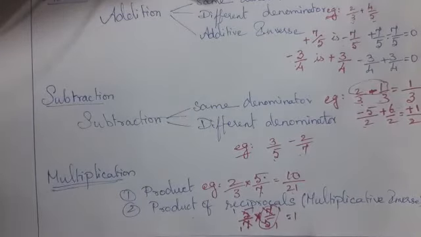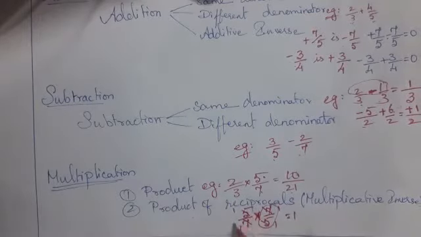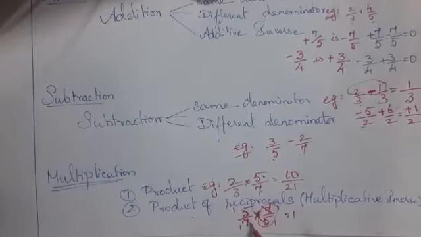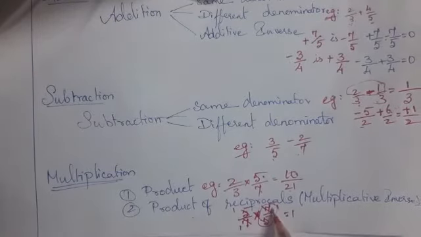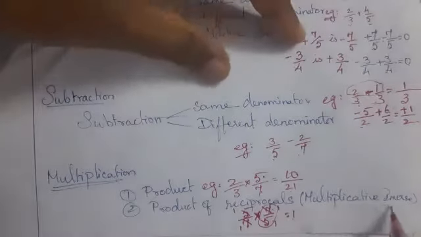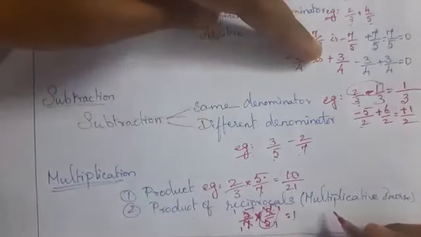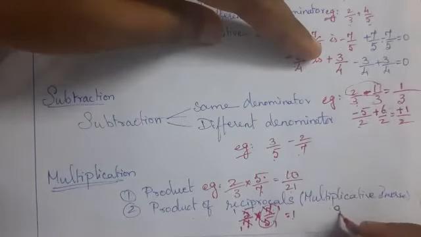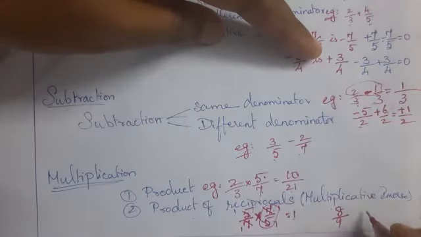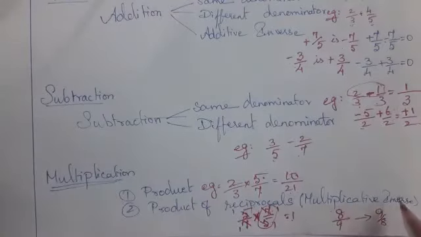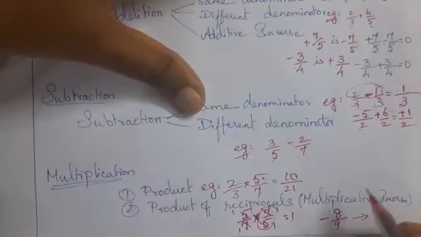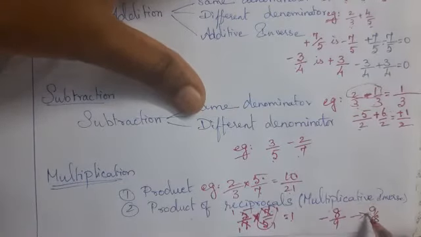Once again, product of the reciprocal means if you take a rational number as a factor, then the next factor is the numerator changed into denominator, denominator changed into numerator. The product of the reciprocals is immediately 1. That is multiplicative inverse. Suppose your question is the multiplicative inverse of 8 by 9, your answer is 9 by 8. Once again, the multiplicative inverse of 8 by 9 is 9 by 8. If you have minus, the multiplicative inverse of minus 8 by 9 is minus 9 by 8.